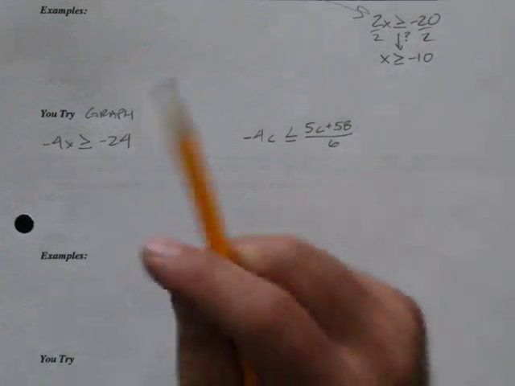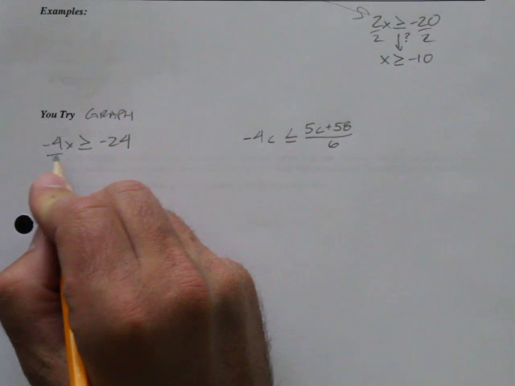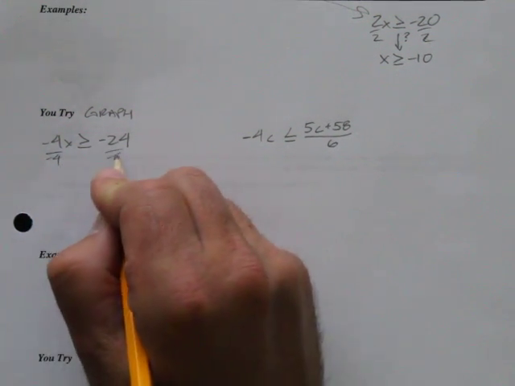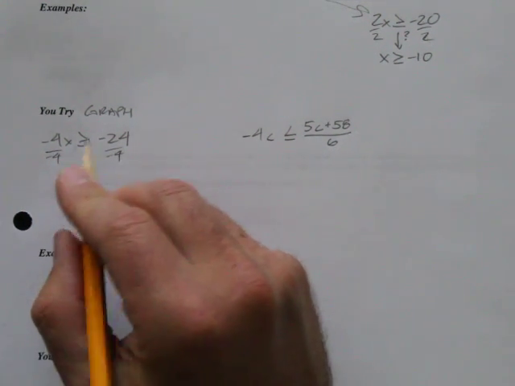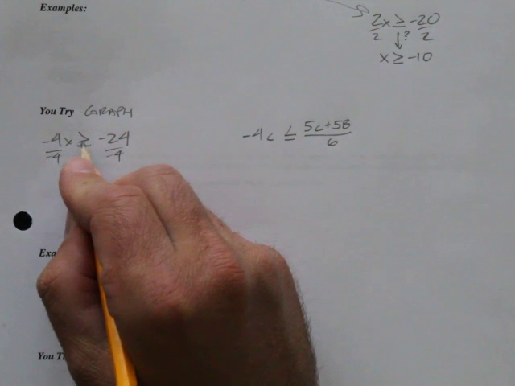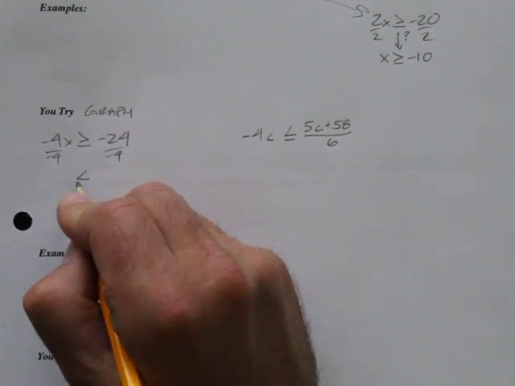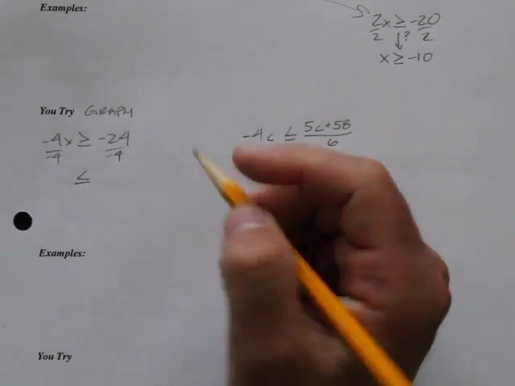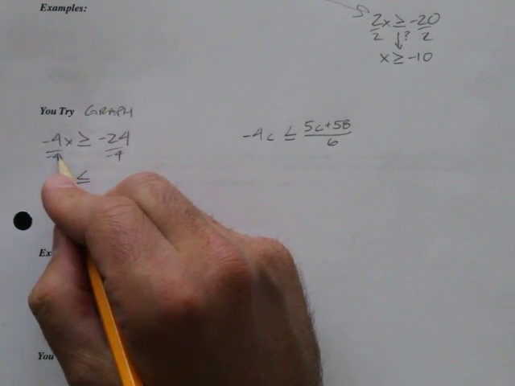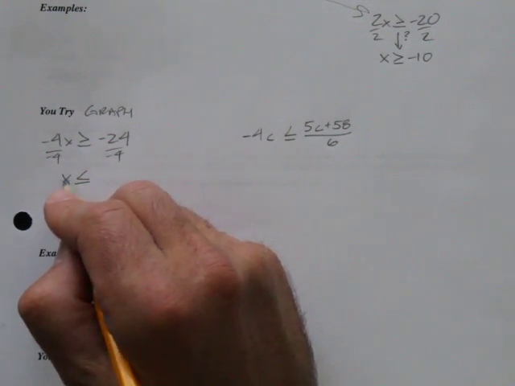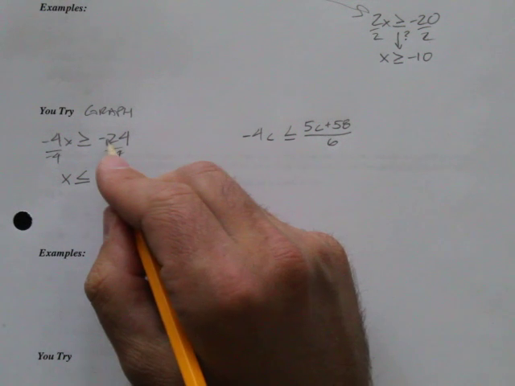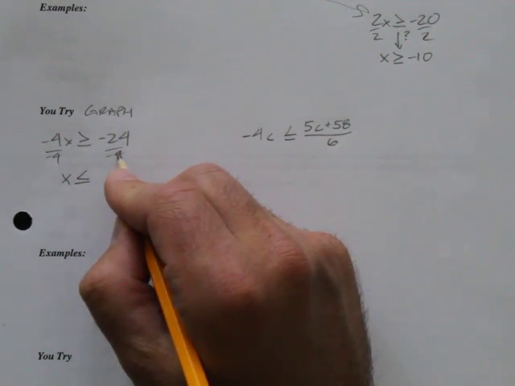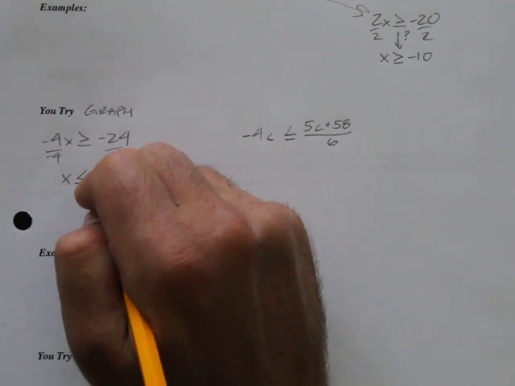All right, let's see how you did. I'm going to divide this one by negative 4, negative 4. I divided by a negative number. That means I know I'm going to need to flip this from greater than or equal to, to less than or equal to. Negative 4 divided by negative 4 is positive 1, so I have positive 1x. Negative 24 divided by negative 4 is going to get me a positive 6.